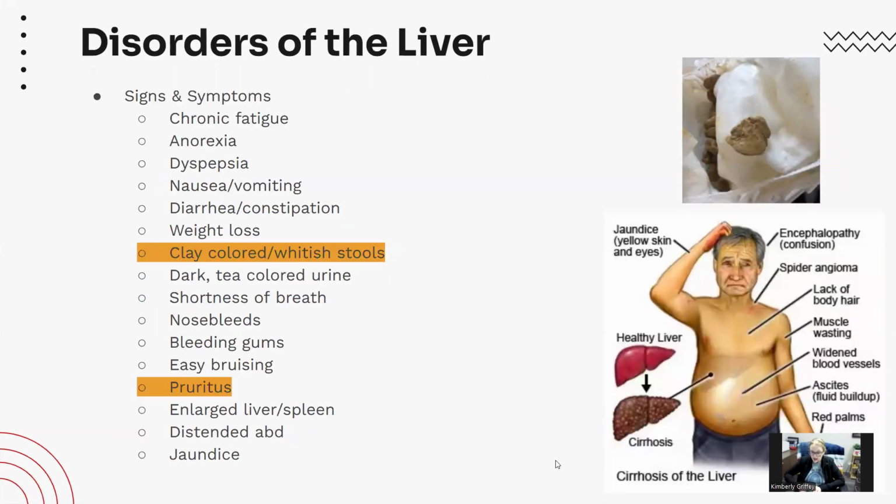So with disorders of the liver, there are lots of signs and symptoms, as you can see here. The main ones I want you to focus on are clay-colored whitish stools, and that's what this picture up here shows. They're going to have dark tea-colored urine, and pruritus. This is the itching caused by the accumulation of bile salts. So if someone has liver disease or cirrhosis and they are itching, that's because they have bile salts accumulated in the skin. They can also develop ascites, like I said, and there'll be jaundice, and this is because they have bilirubin spilling out into the blood.